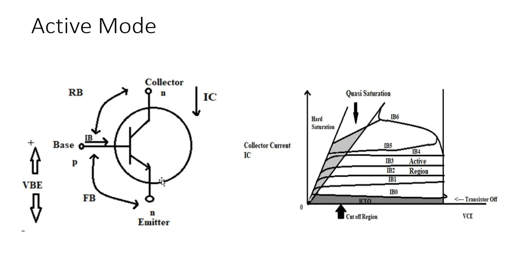Then moving on to active mode. This is as usual as in an NPN BJT. The base emitter junction is forward biased and the base collector junction is reverse biased. As I said before, when IB is set from 0 to maximum, at each step the collector current also starts increasing. You know the relation that IC is equal to beta times IB. So when the base current increases, the collector current also increases.